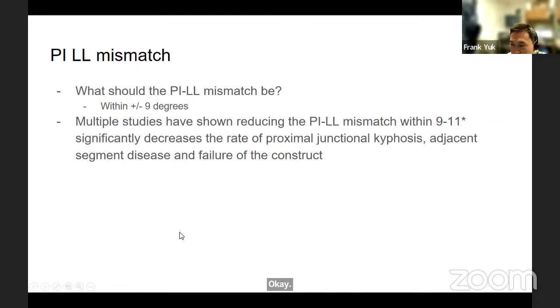And so multiple studies have shown that reducing this PI-LL mismatch to within 9 to 11 degrees significantly decreases the rate of proximal junctional kyphosis, adjacent segment disease, and failure of the construct. And so we'll talk more about proximal junctional kyphosis in a minute.